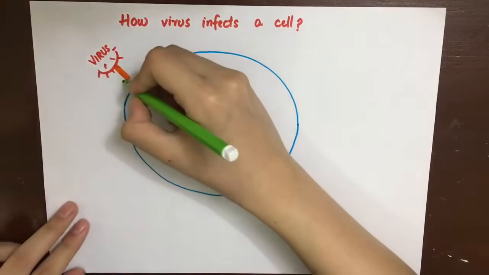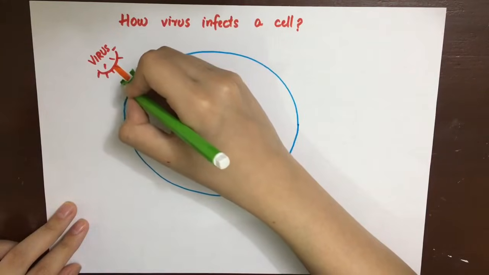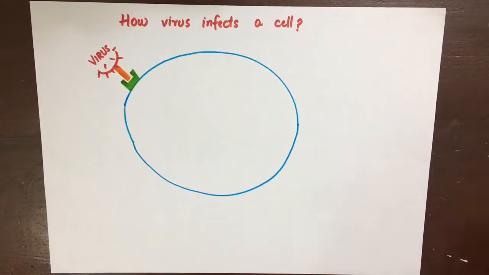Now here we have the red virus and the blue host cell. It can be any cell, for example CD4 cells in HIV. Now what the virus does is attach to specific receptors on the surface of the host cell.